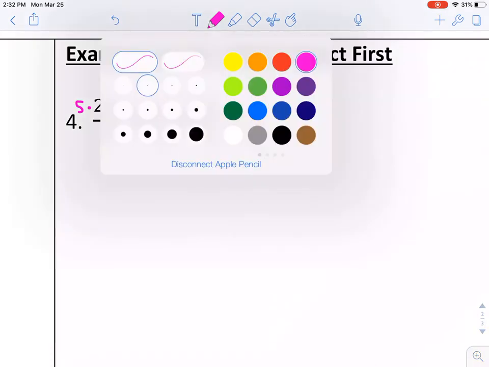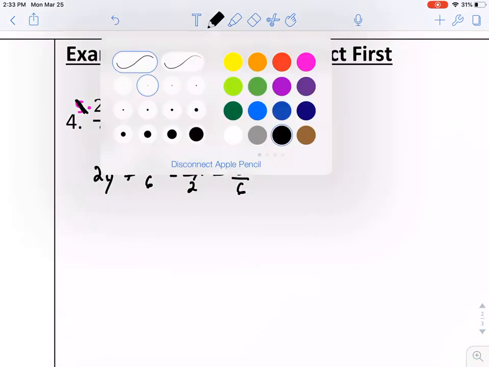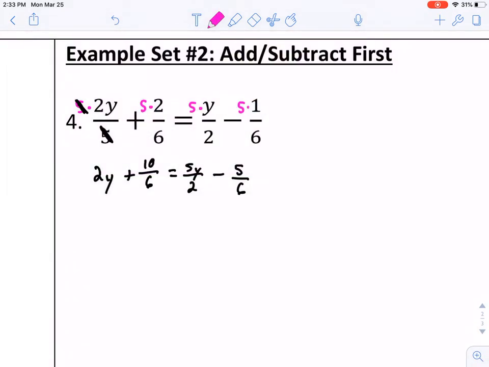terms. And so what happens is this 5 and this 5 cancel out, leaving you with 2y plus 5 times 2 is 10 over 6 equals 5 times y is 5y over 2, and minus 5 times 1 is 5 over 6. Now you look at your next fraction. The denominator is 6. So that means every term, even that 2y, gets multiplied by 6.